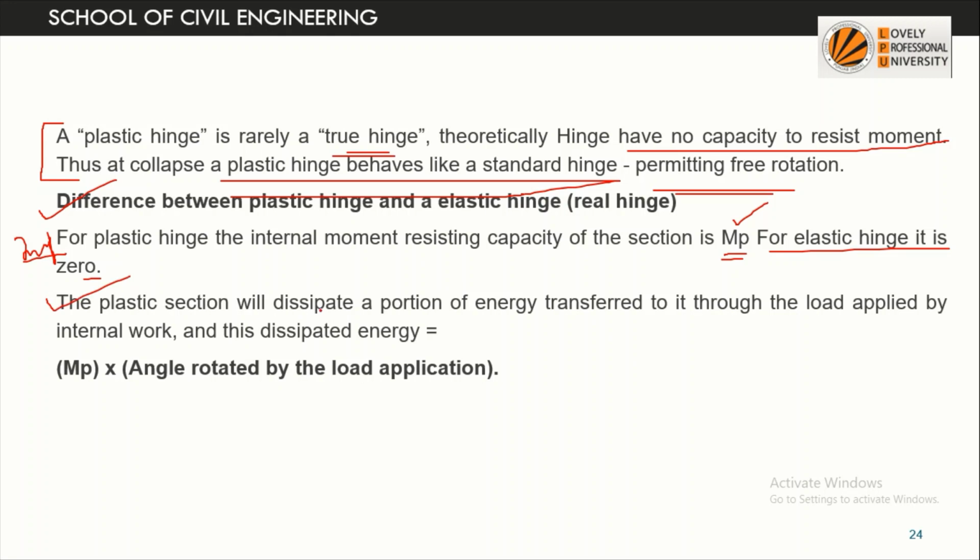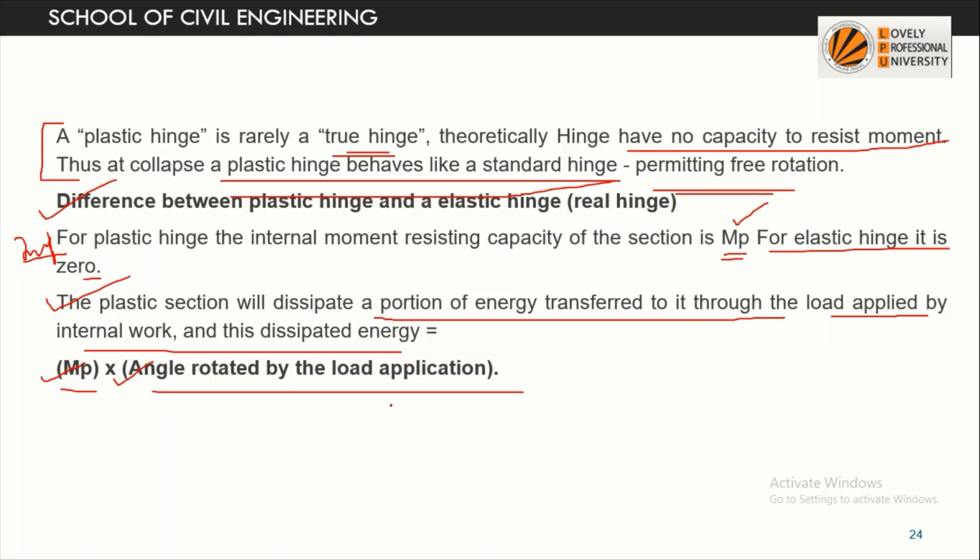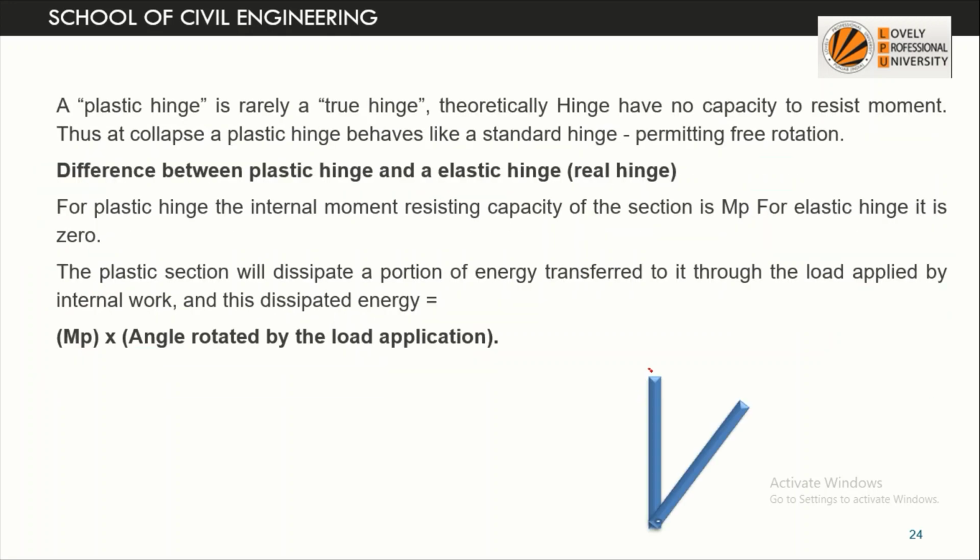The plastic section will dissipate a large portion of the energy transferred through it by the load applied, through internal work, and this dissipated energy is equal to load into displacement or moment into angular rotation. So here we consider moment into angular rotation. Suppose these are two members, member 1 and member 2, connected with an elastic hinge, that is a real hinge. This hinge will facilitate the rotation of the member. It is like a scissor. When this member moves, the rotation is not transferred to this member.